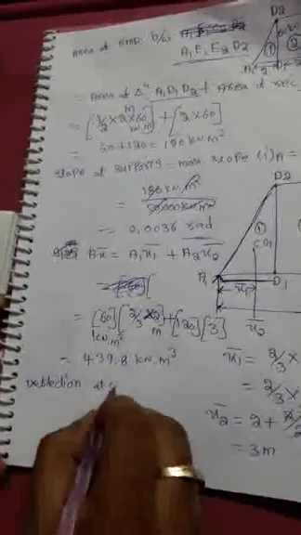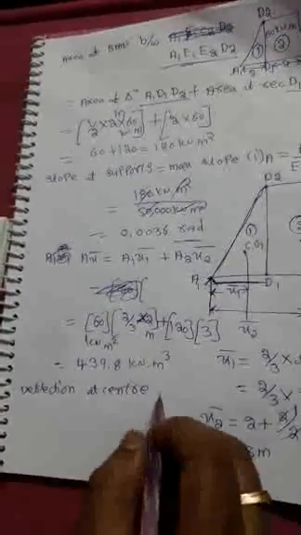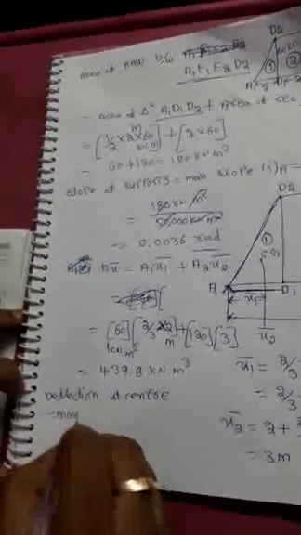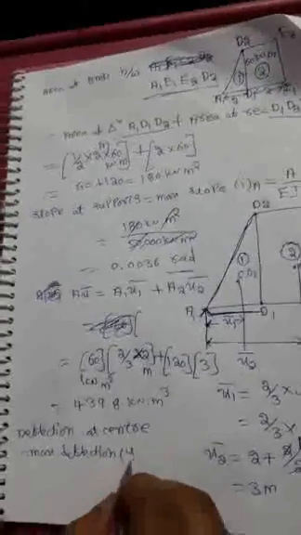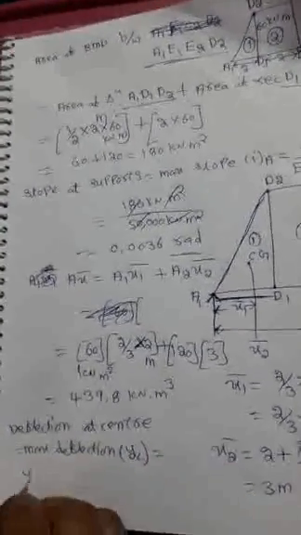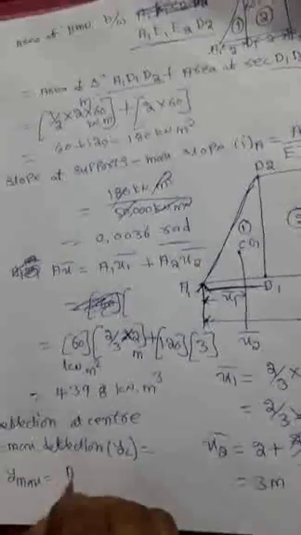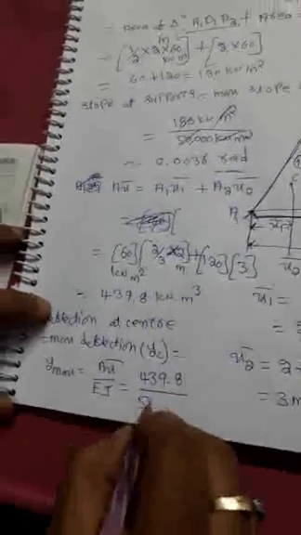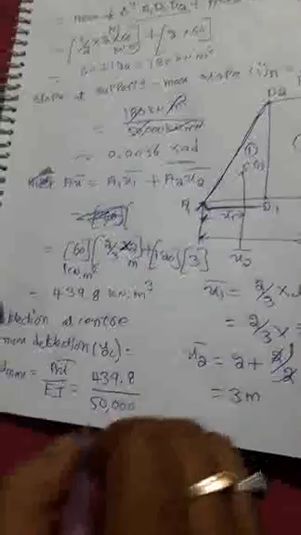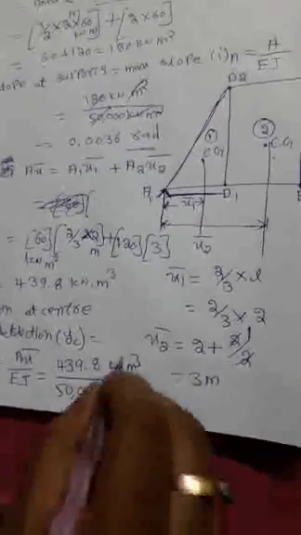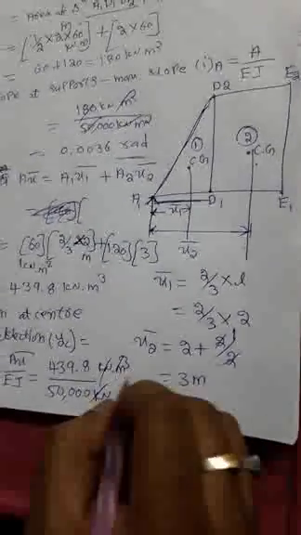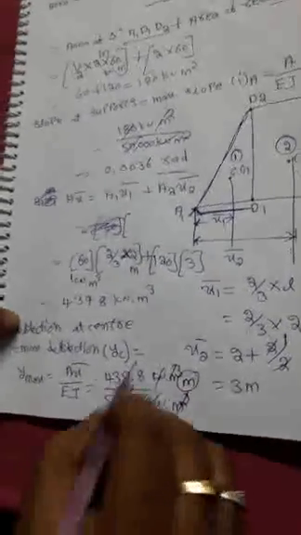Next, we are going to find the deflection. The deflection at the center point E is also called the maximum deflection. So the maximum deflection y maximum equals AX bar by EI, that is the formula. AX bar equals 439.8 and EI equals 50,000. The units for AX bar are kilonewton meter cube, and for EI kilonewton meter square. These cancel, and meter square with meter cube cancel, and the remaining unit is meter.